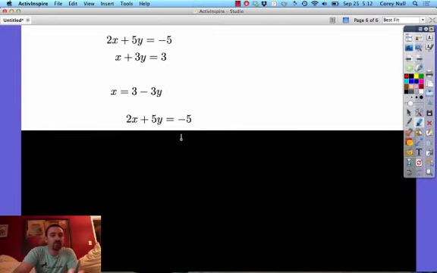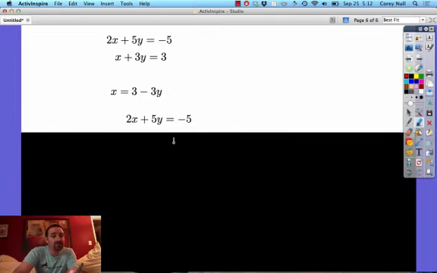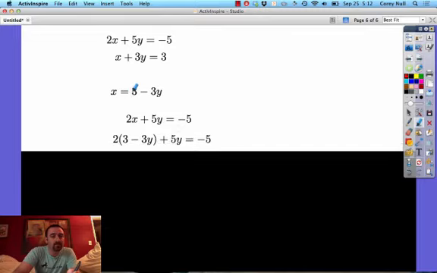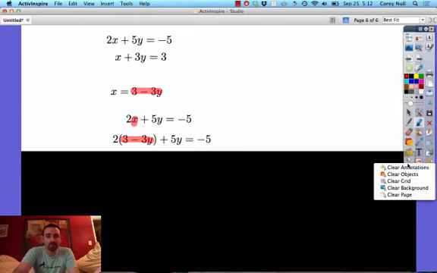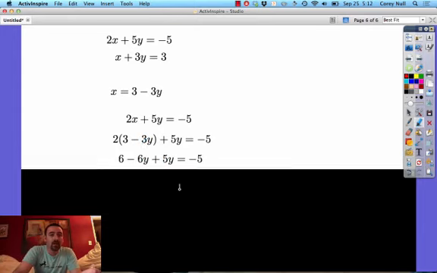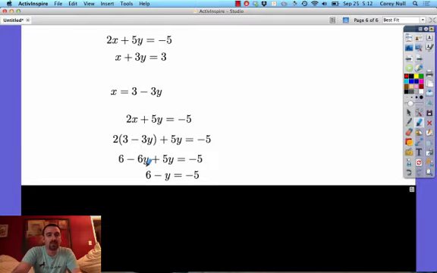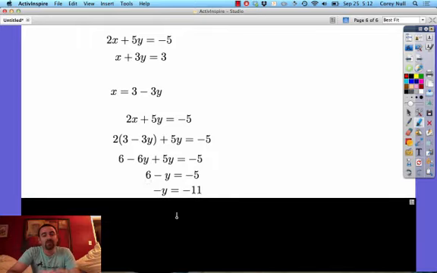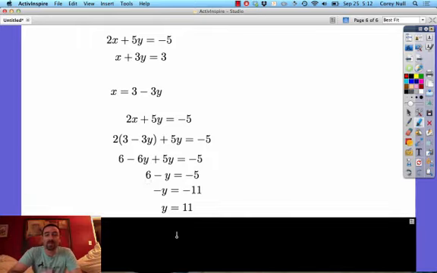So that's what I'm doing. I'm going to plug in 3 minus 3y in where x is in the first equation. There it is. 3 minus 3y in for x. That used to be x. Now it's 3 minus 3y because x is 3 minus 3y. All right, good. Now I have an equation. Notice this equation only has y's in it. This is algebra 1. I simplify by distributing, combine like terms. Negative 6y plus 5y is negative y. Move the 6 to the other side, you get negative y equals negative 11, which means that y equals positive 11.